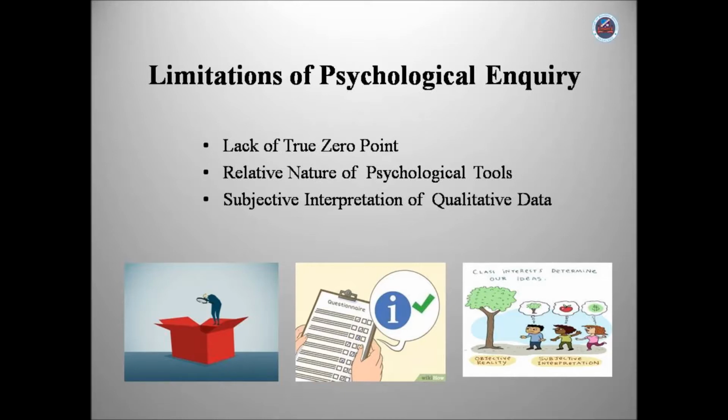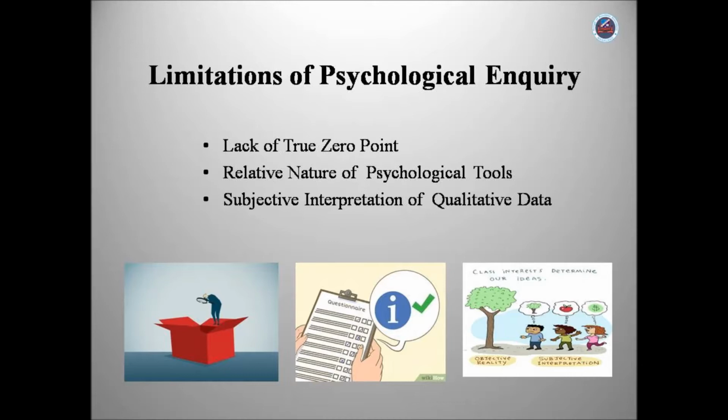Then comes the relative nature of psychological tools. Psychological tests need to be properly modified and adapted, keeping in view the characteristics of the context in which they are to be used. For example, we cannot just randomly pick any type of psychological test and apply it to any respondent. Whenever we try to do any test on any particular subject or environment, we need to see whether it is applicable or relevant to that certain context or to that certain group of people or not.